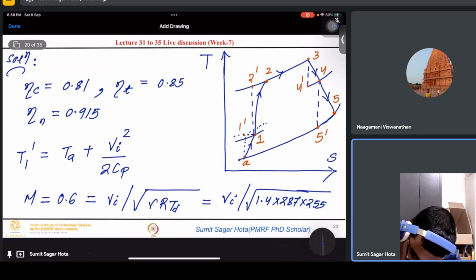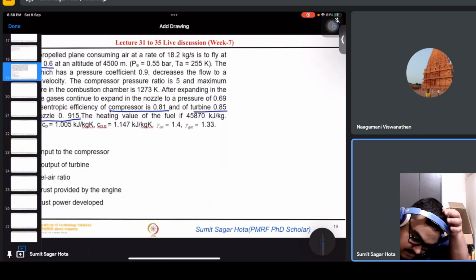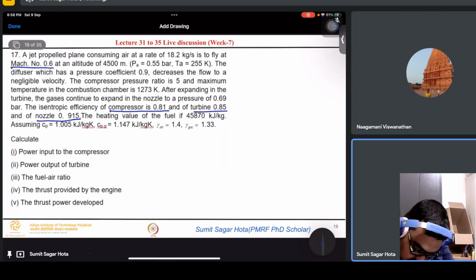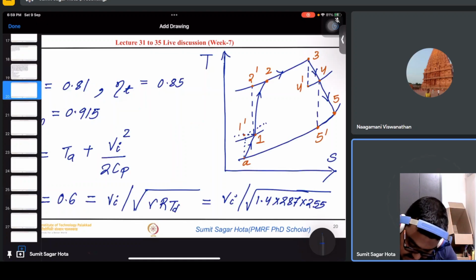Okay, where does 255 come from? You see it's written that at an altitude of 4500 meters, PA is 0.55 bar and TA is 255 Kelvin. Okay, so that's the reason why this TA came into existence. Just write down TA.